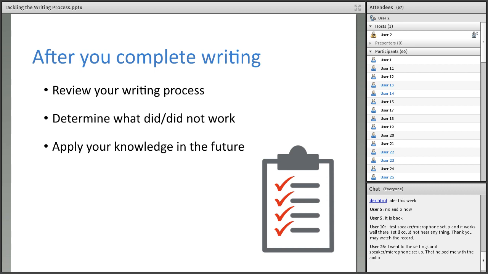When you complete your writing project, review the process that you used to write it. Look back and determine what did and did not work for you, and apply that knowledge to your next writing project.